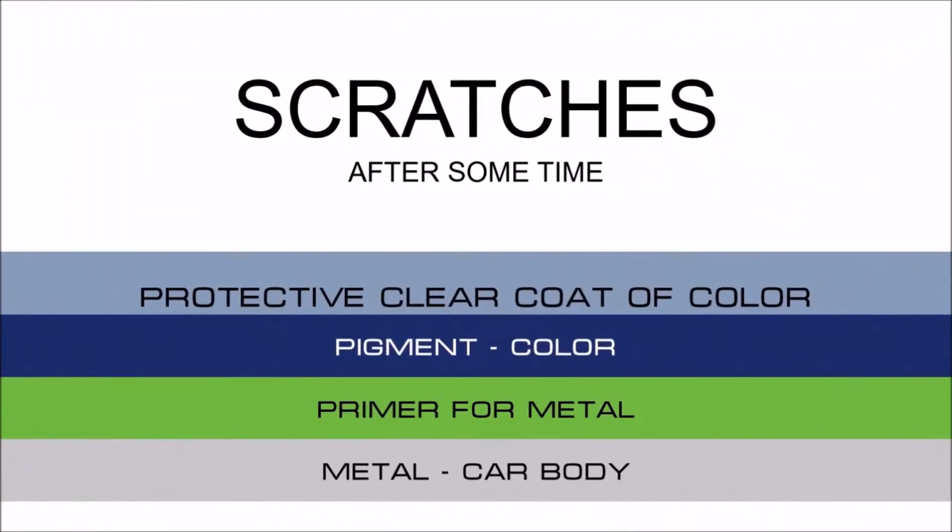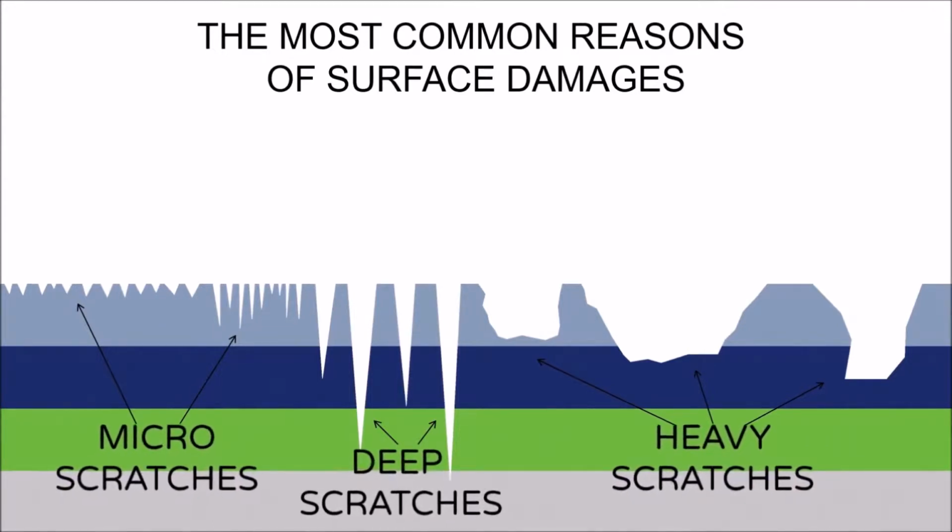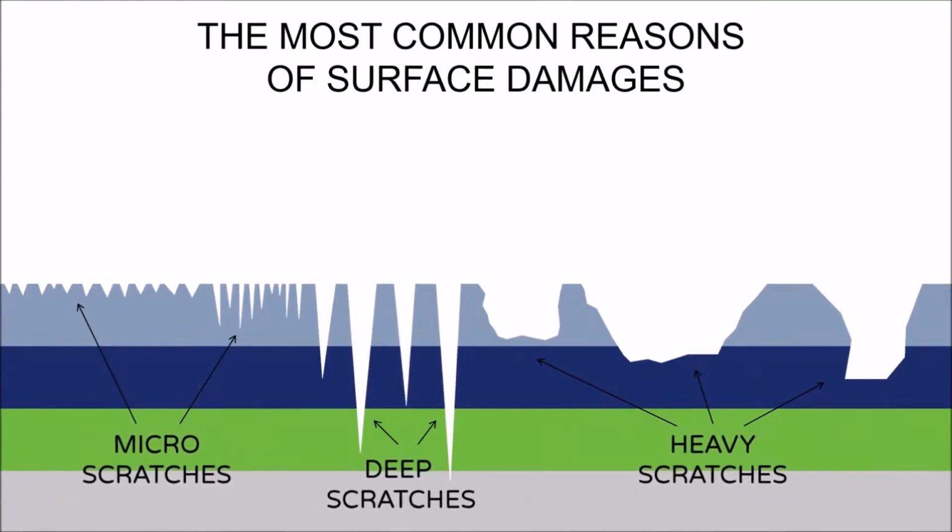When we start to use the car, damages, scratches and other problems appear on the surface of the car because there are many influences in the traffic that are responsible for it. The most common reasons of surface damages: there are three types of damage: micro, deep and heavy scratches.